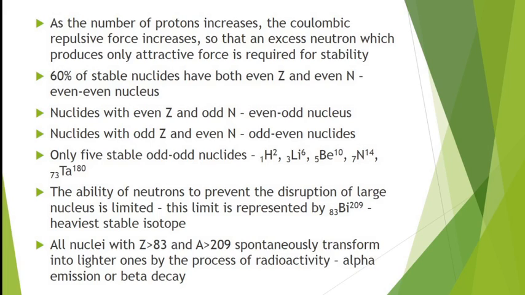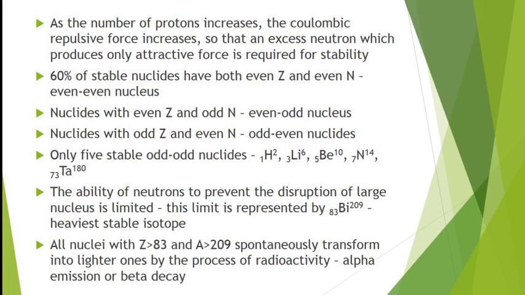But it's not like that. There is a particular limit up to which a number of neutrons can account for the stability of the nucleus. But after that limit, the nucleus cannot be stable. And the heaviest stable isotope is bismuth-209 (Z=83). So the ability of neutrons to prevent the disruption of a large nucleus is limited. And this limit is represented by bismuth, which is the heaviest stable isotope.